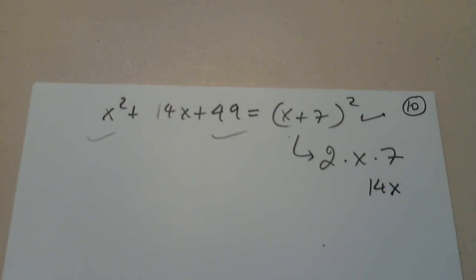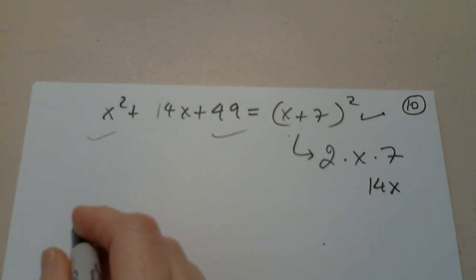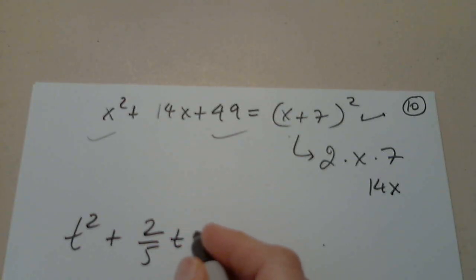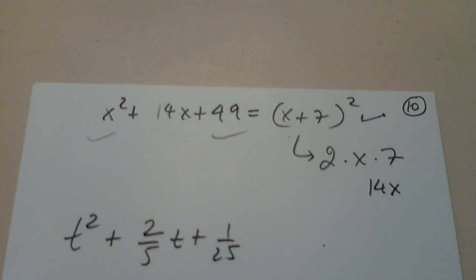Okay, so let's stop at any other problem that you want in the trinomial situation. If you want, we can work on this one. Yes? No? Okay. Good. So we have t squared plus 2/5 t and plus 1 over 25.